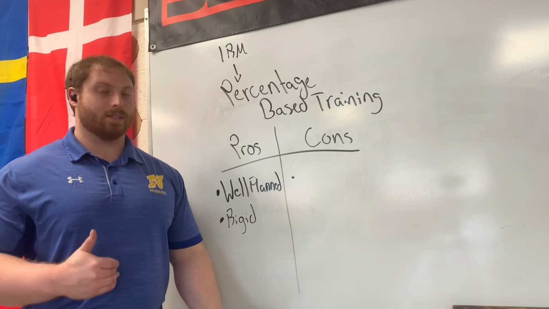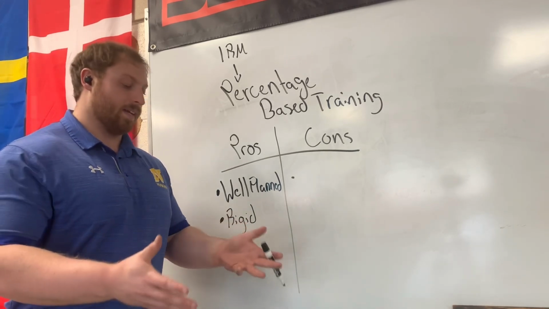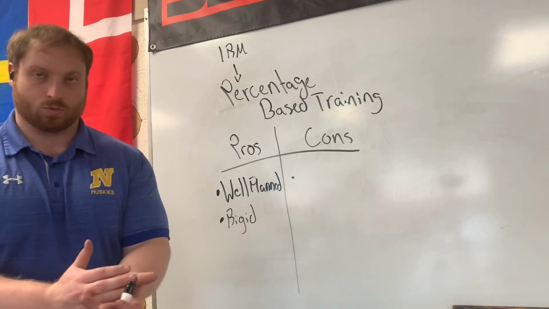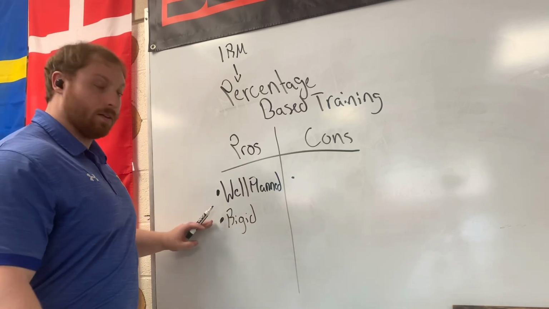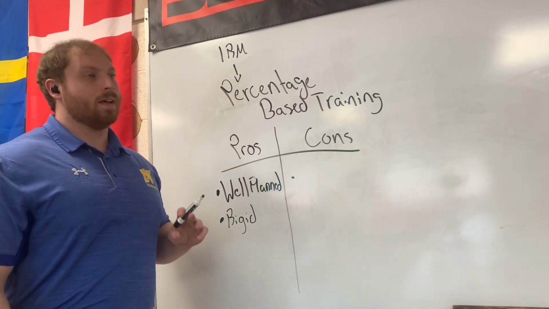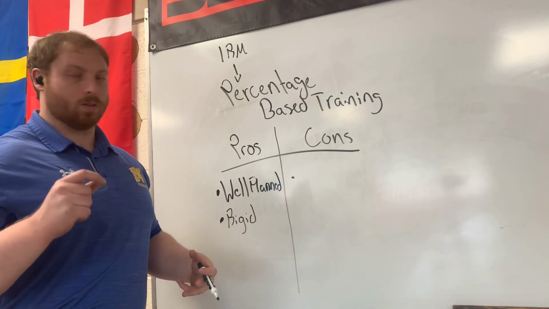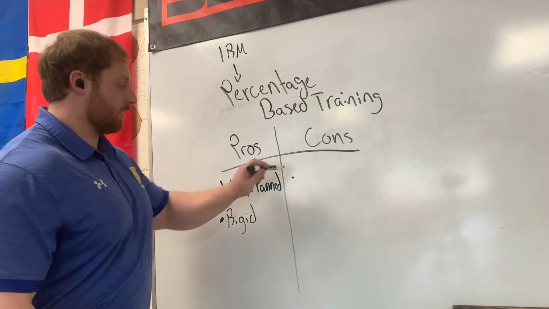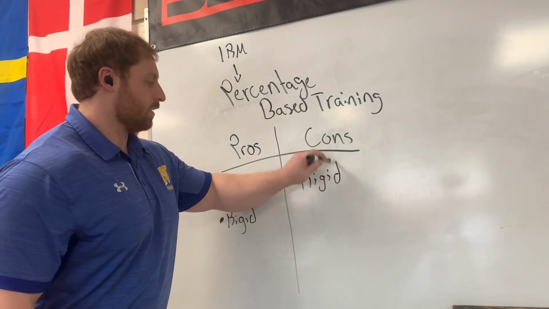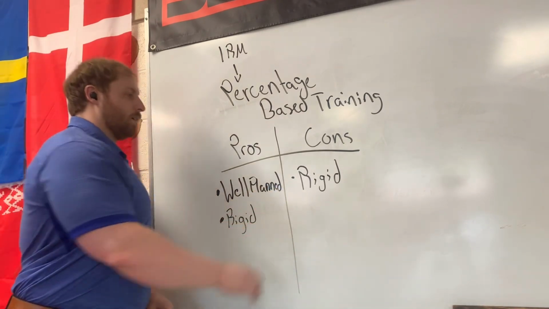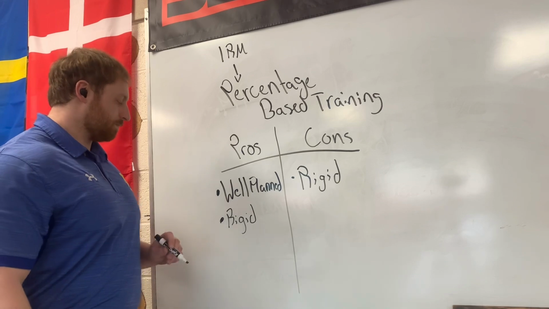So rigidity is good, especially for a new lifter, because it kind of just tells you, hey, this is what you need to do to get stronger. But at the same time, for a more advanced lifter, if you have too rigid of a program, if you go in and something is off, the margin of error is much smaller for an advanced lifter. It doesn't give any flexibility for the lifter. So, you know, a pro is also going to be a con depending on the context. Okay?